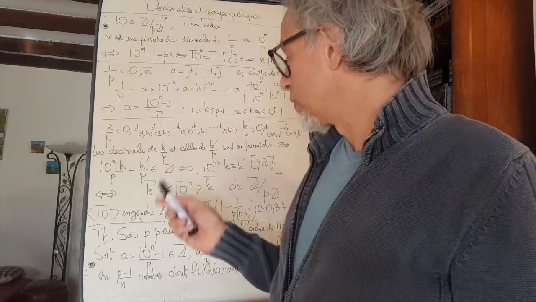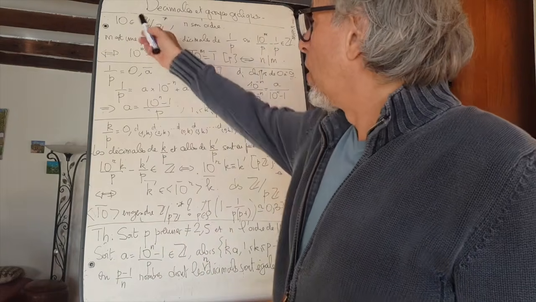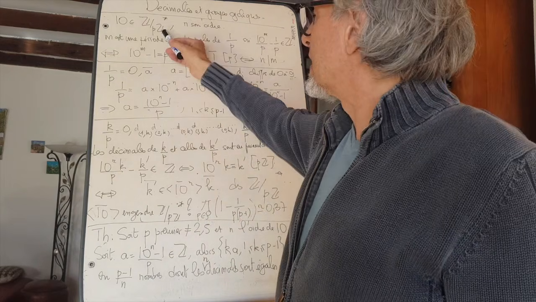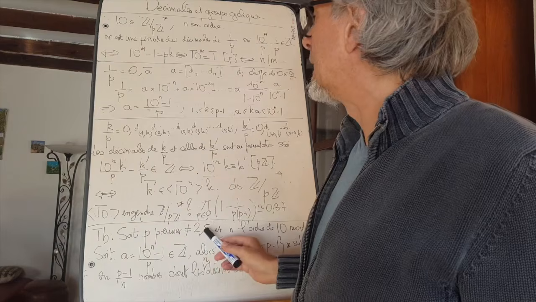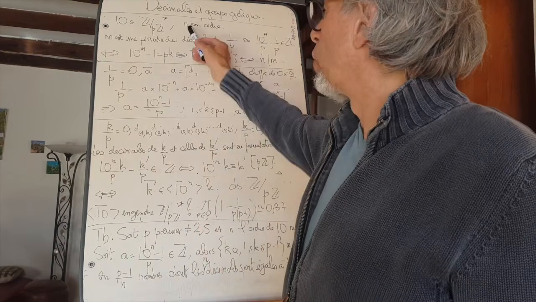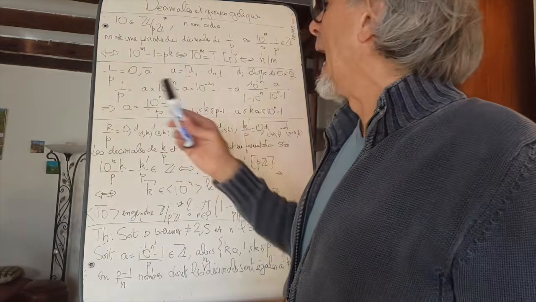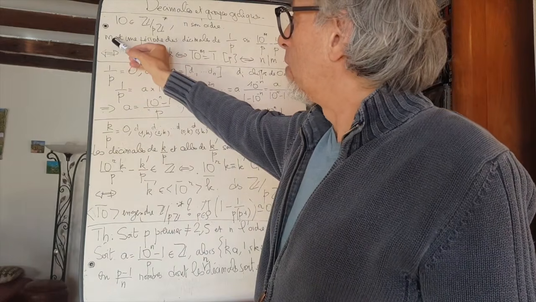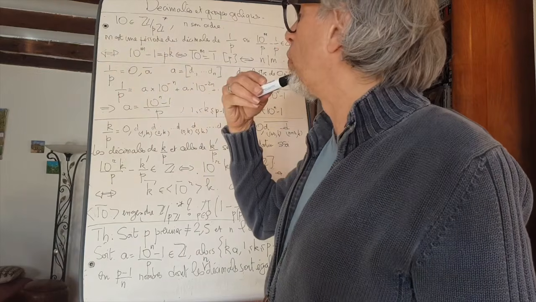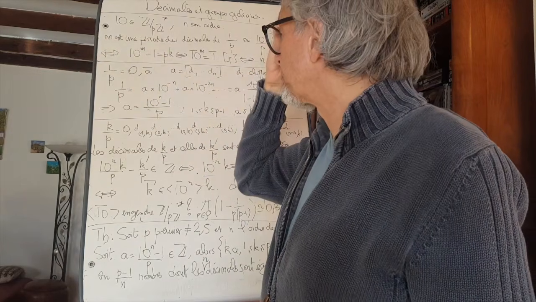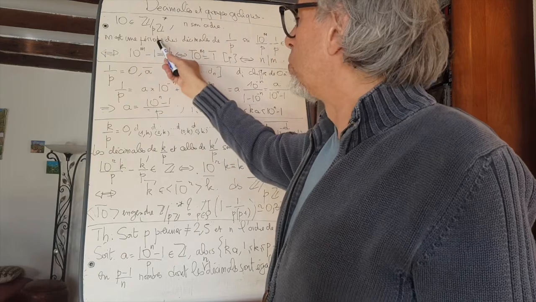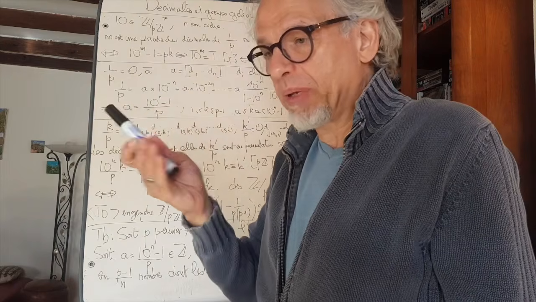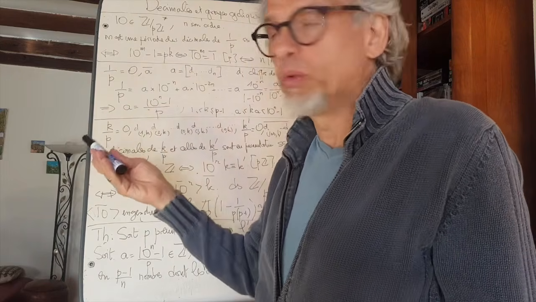So let's go. To prove this theorem, we have 10 which is in Z over PZ star because P is a prime different from 2 and 5. So we will call n its order. I affirm that m, a strictly positive integer, is a period of the decimals of 1/P. Okay? A period, not the smallest period, so it is a period.